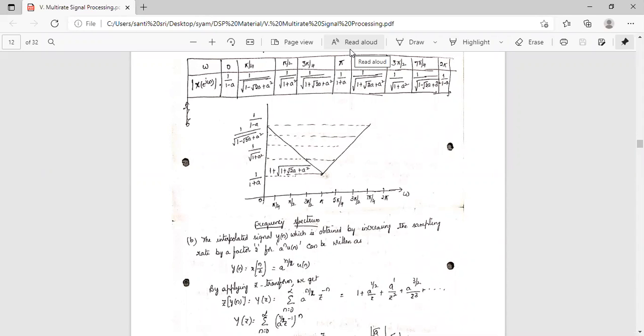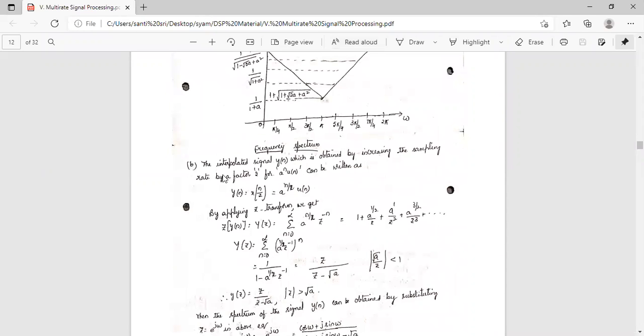Okay. For this one we will take the z transform. So sigma n equal 0 to infinity a power n by 2 into z power minus n, or it is a power 1 by 2 into z power minus 1 whole power n. That is also a series. So its solution is 1 plus a power 1 by 2 by z plus a by z square plus a power 3 by 2 by z cube, like this.